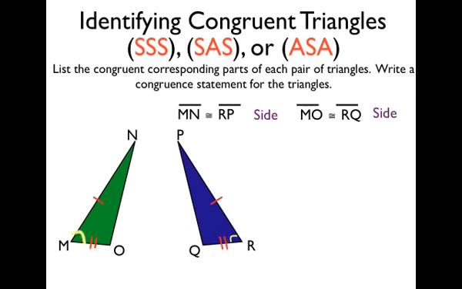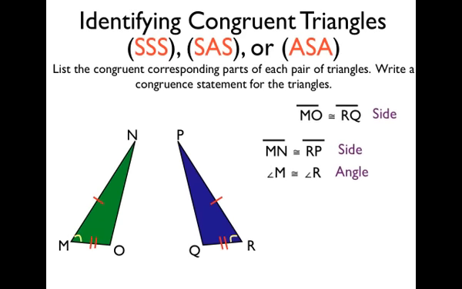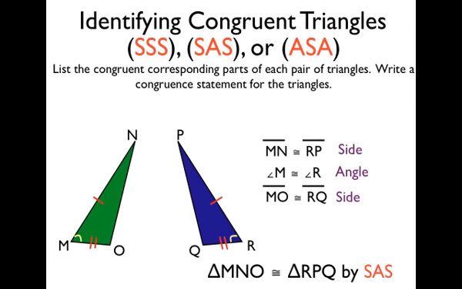Well, next I have angle M and angle R. They're congruent, we can tell that by the arcs. So that gives me an angle. So now I have an A, an S, and an S. I'm going to rearrange those so I don't get in trouble. And that gives me side, angle, side. So these two triangles are congruent. We've proved that they're congruent. We've given 3 pieces of evidence that prove that these two triangles are equal to each other.